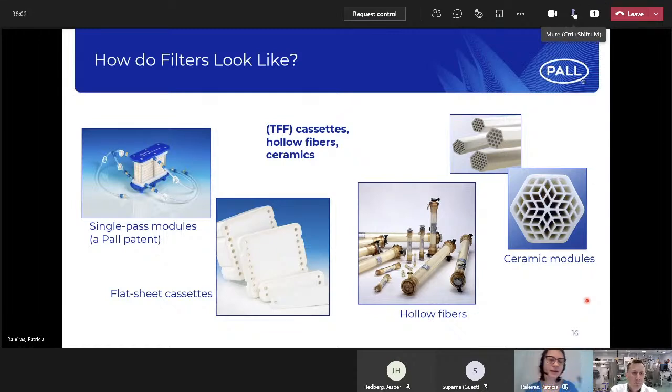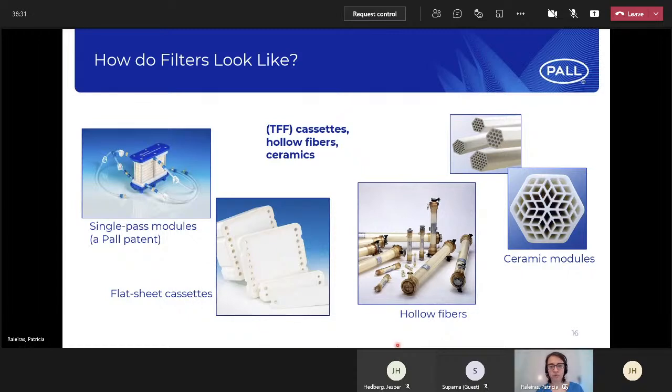Okay, thank you. So TFF devices, what do they look like? Well, Pall sells flat sheet cassettes. This is one format of TFF filters that you see. You sandwich them on a holder. One type of TFF cassette that we have is a single pass module, which is in fact a Pall patent. I will talk very briefly about this later on.